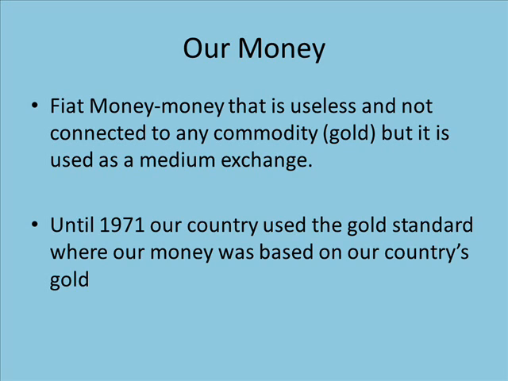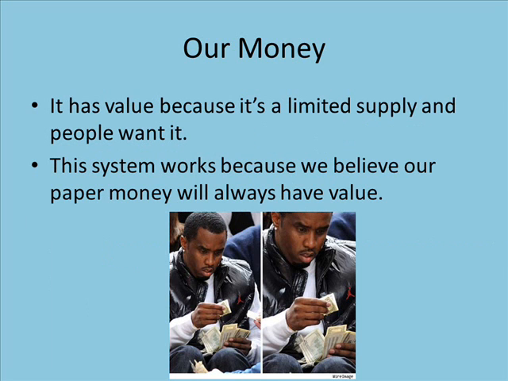not connected or associated with any commodity. It has its value because we believe it has value. And our money is a fiat money system which is used for a medium of exchange in which we purchase goods and services. Our money system used to be based on gold, but that ended in 1971 when President Nixon ended our gold standard. Now, our money is valuable because it's limited in its supply and people want it. A demand for it exists.